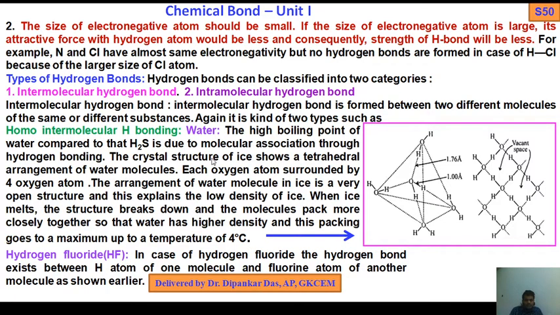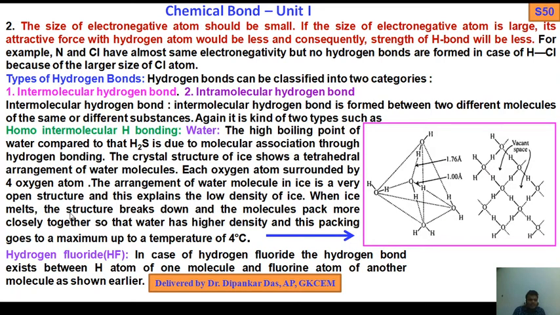The crystal structure of ice shows a tetrahedral arrangement of water molecules, each oxygen atom surrounded by 4 oxygen atoms. The arrangement of water molecules in ice is a very open structure. There are so many vacant spaces in this open structure, and this explains the low density of ice.